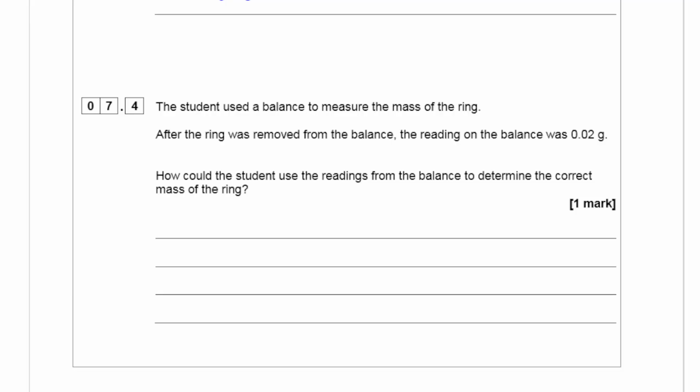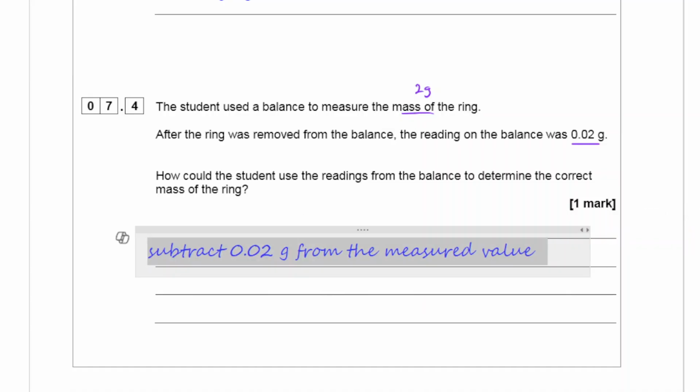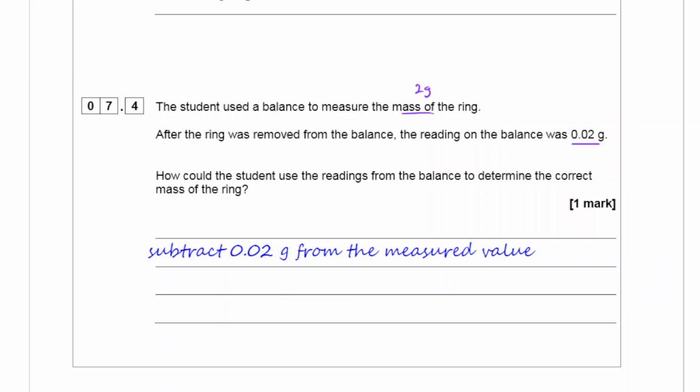The student used a balance to measure the mass of the ring. After the ring was removed from the balance, the reading on the balance was 0.02. That's a systematic error. How could the student use the readings from the balance to determine the correct mass of the ring? Well, let's say you measure the mass of the ring to be 2 grams. You just need to remove 0.02 grams from that. So subtract 0.02 gram from the measured value.